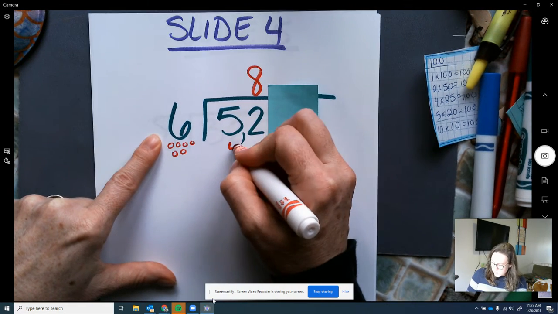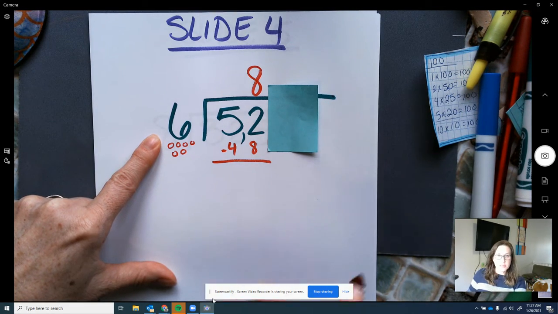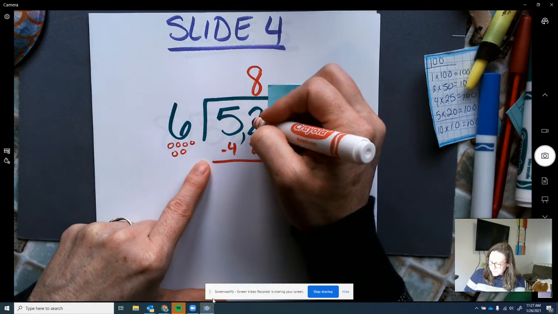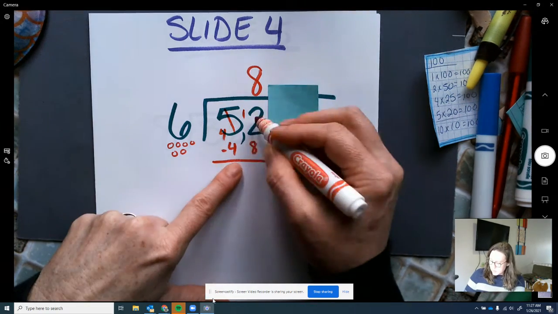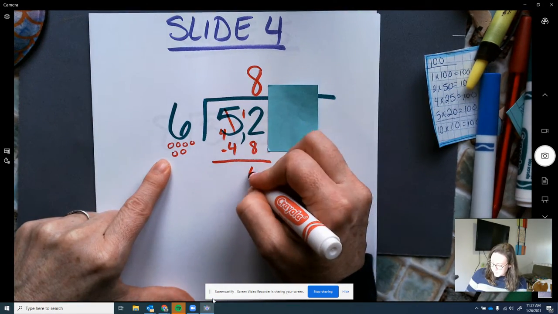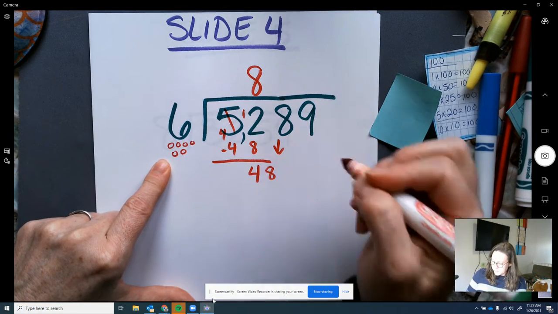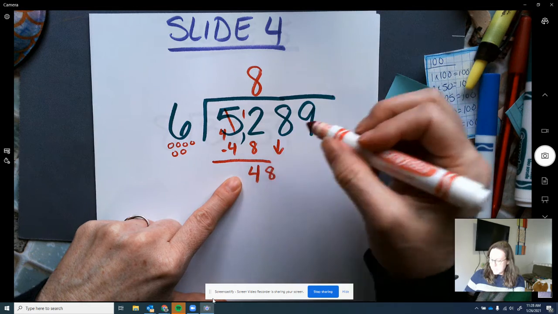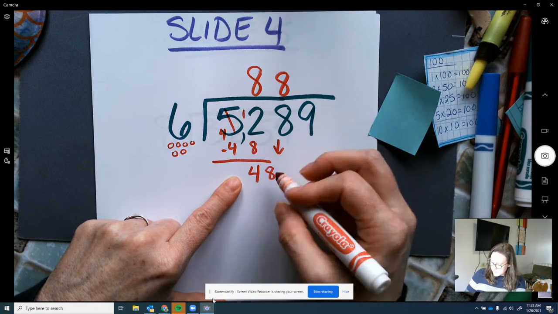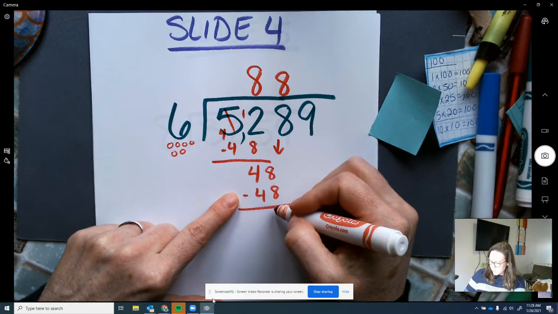8 times 6 is 48. I'm going to subtract that. I'm going to start writing a little bit smaller so they fit. I have to borrow. 12 minus 8 is 4. And I'm going to bring down my 8. 6 goes into 48. Oh, well, I just did that one. So it goes in 8 times. So I'm going to subtract 48 because 8 times 6 is 48.